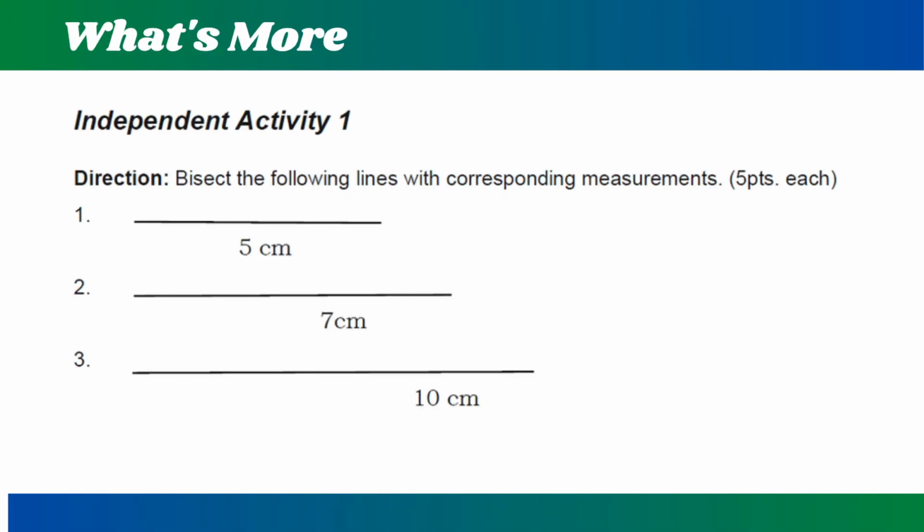Okay, now we are done with the What Is It. Let's proceed to the What's More. For the independent activity 1, bisect the following lines with the corresponding measurement. You will draw this on a sheet of paper. For number 1, 5 cm, number 2, 7 cm, and number 3, 10 cm.